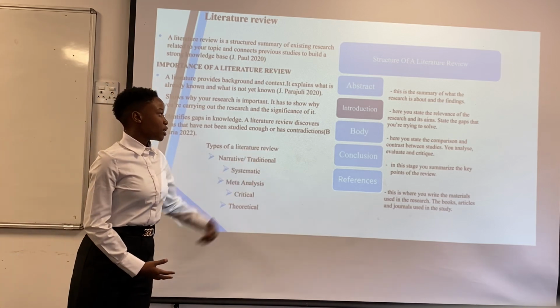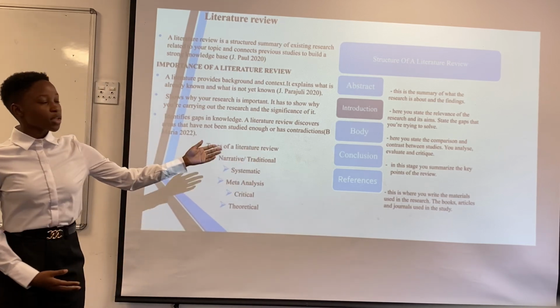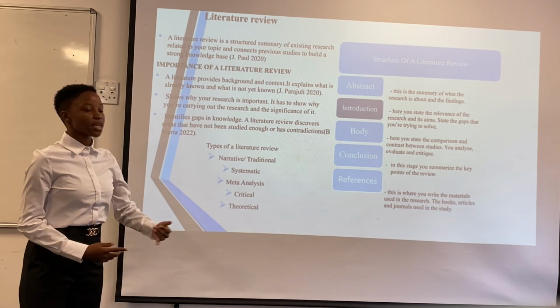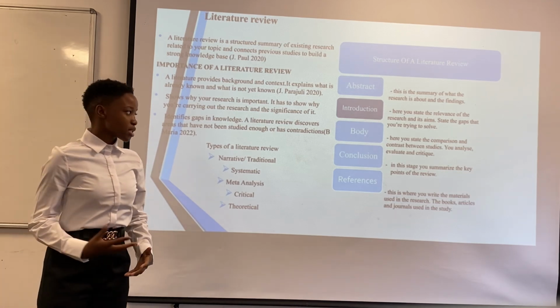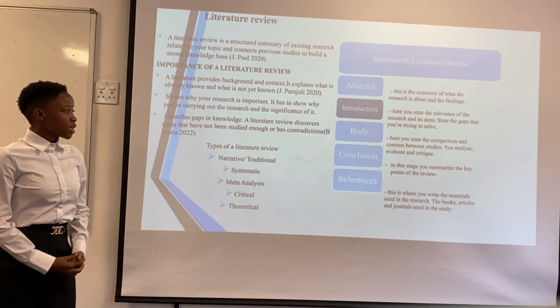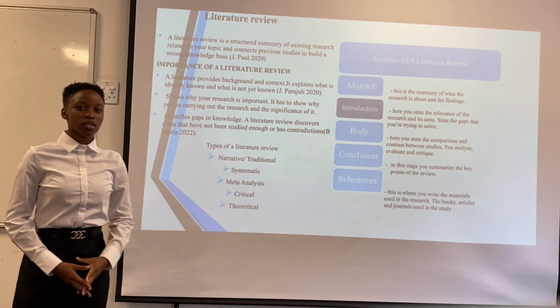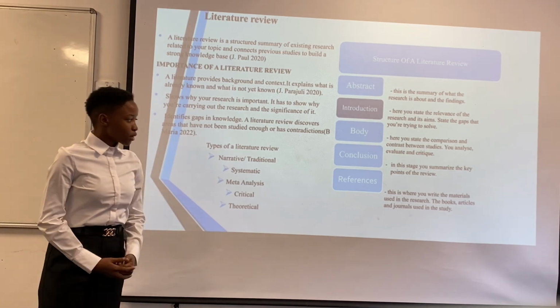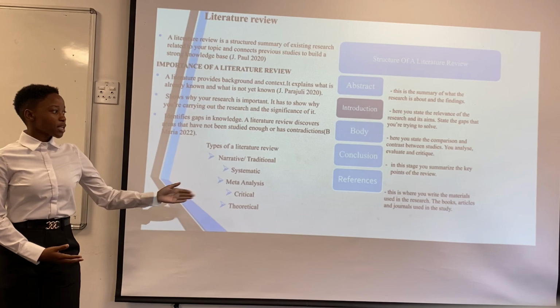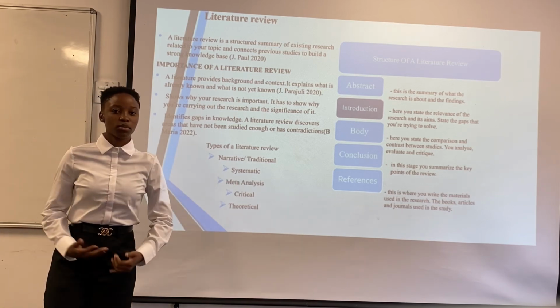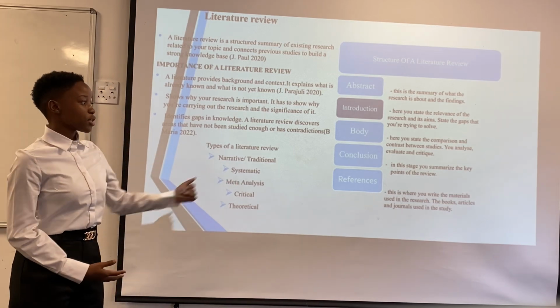Also, we have the body. Here you state the comparison and contrast between your studies. You analyze, you evaluate, and you critique. Conclusion. In this stage, you summarize the key points of your review. Reference. Here you write the materials you used, the books, the articles, and the journals used in your study.